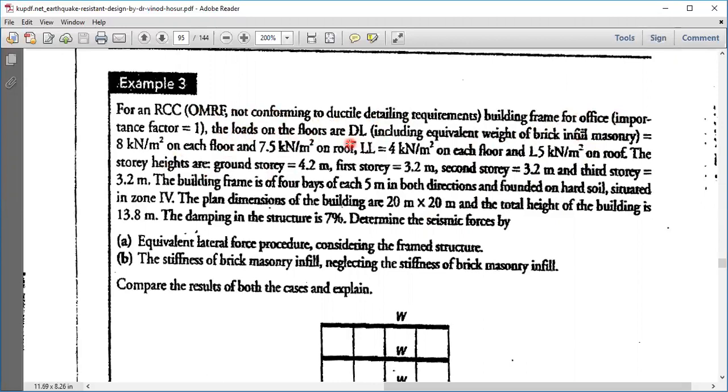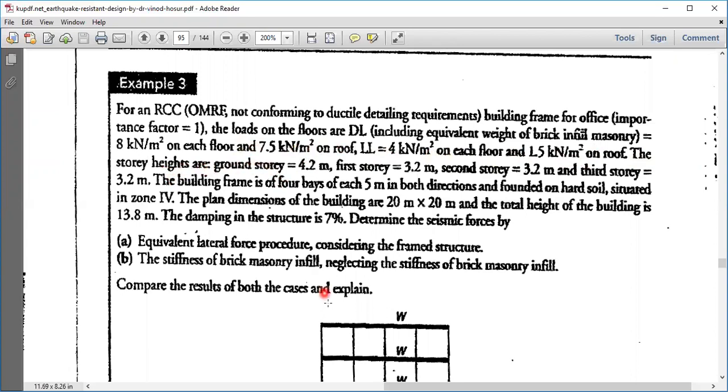The loads on the floors: dead load is 8 kilonewton per meter square on each floor and 7.5 kilonewton per meter square on the roof. The live load is 4 kilonewton per meter square on each floor and 1.5 kilonewton per meter square on the roof. These are the live loads given on floors and roof, and dead loads for floors and roof.